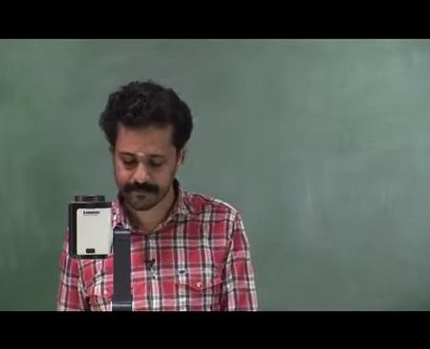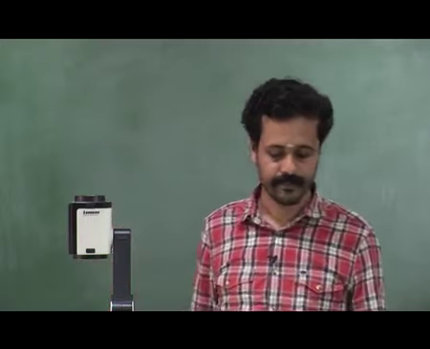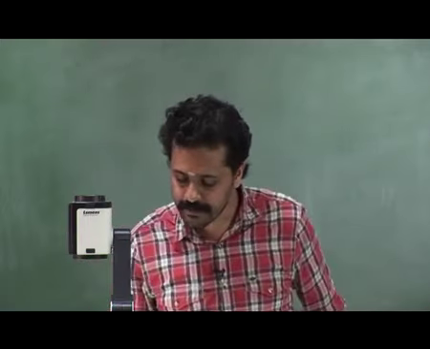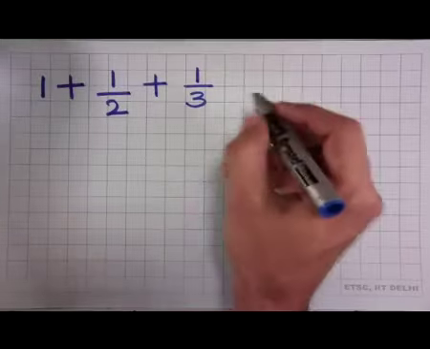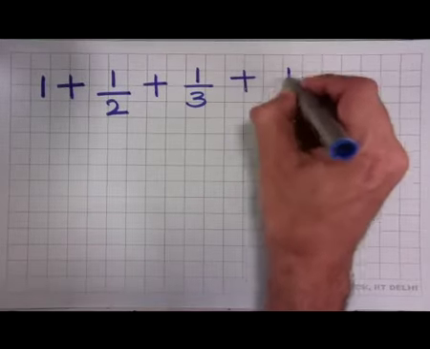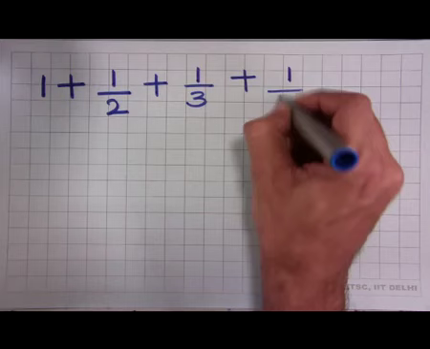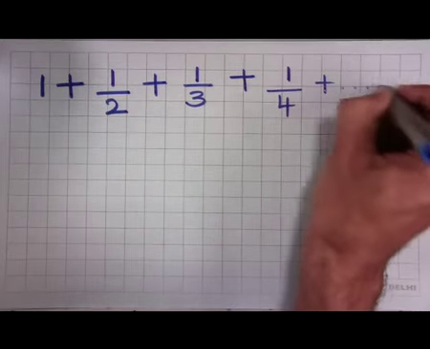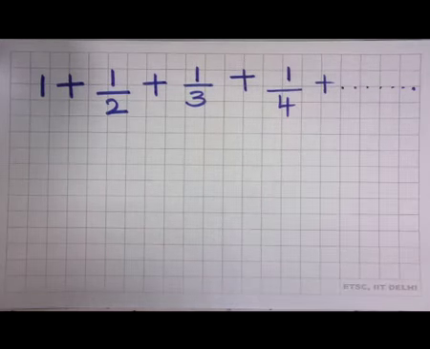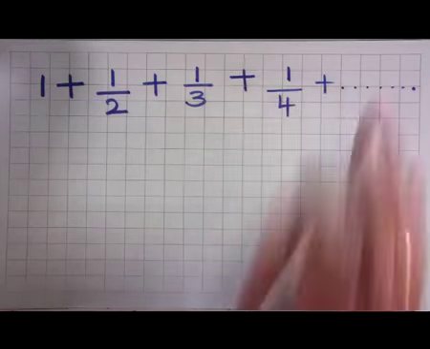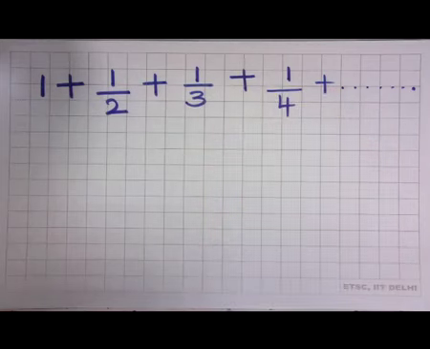For instance, if we are concerned with this sum 1 plus 1 by 2 plus 1 by 3 plus 1 by 4 plus etc., it is not very clear whether ultimately this infinite sum amounts to a finite value or not.